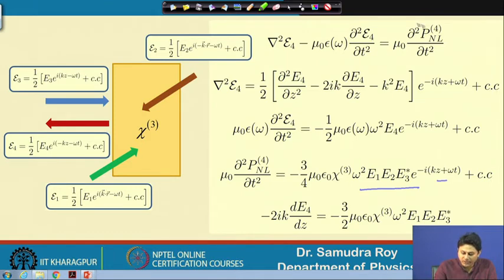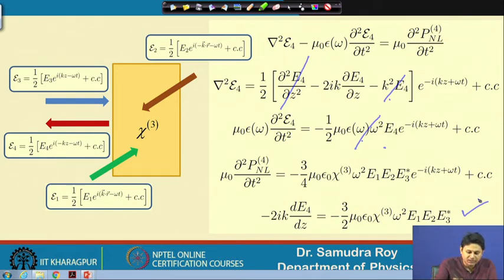So, when I put all these equations together, we know that these two terms will cancel out, and this term will cancel out because of the slowly varying approximation. This term and this term will cancel out because if I replace this k in terms of mu and epsilon, then it will be exactly the same as this term. So, this term and this term will again cancel out, and finally, we will have minus 2 i k dE4 dz is equal to minus 3 by 4 mu 0 epsilon 0 this. So, this is our equation for E4.